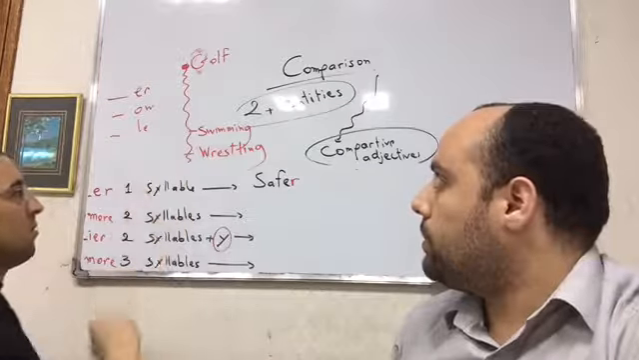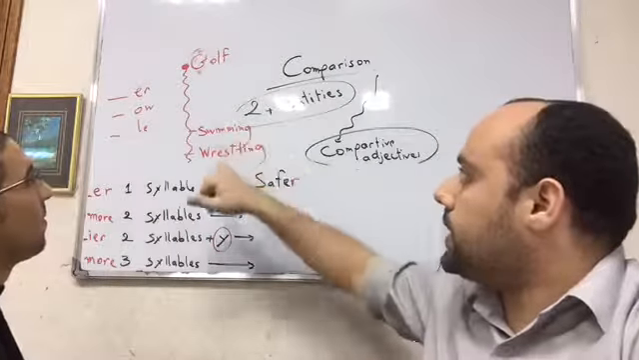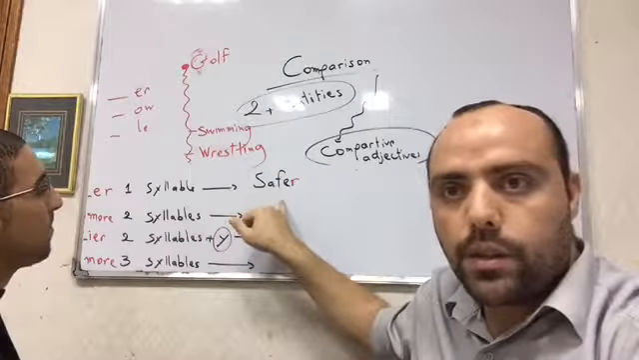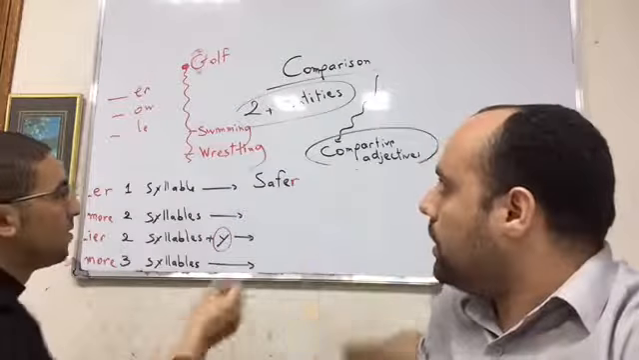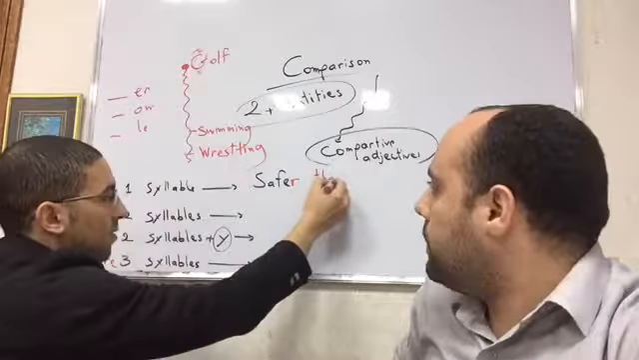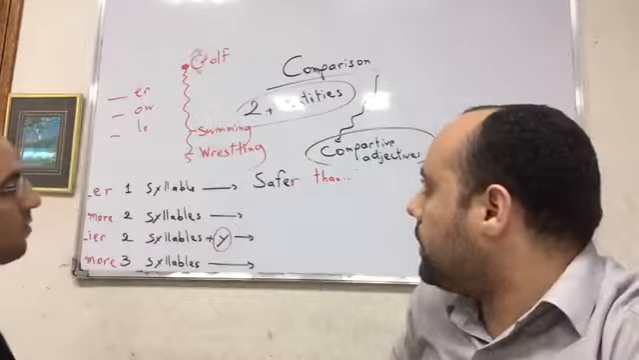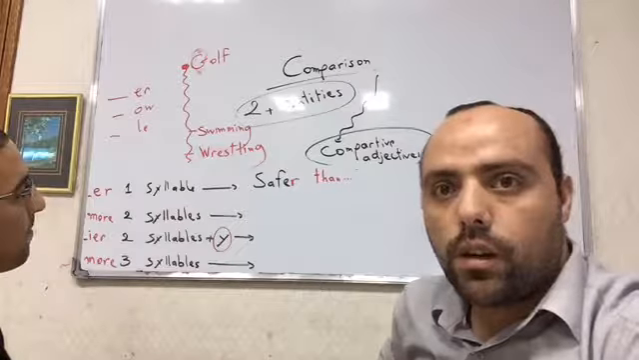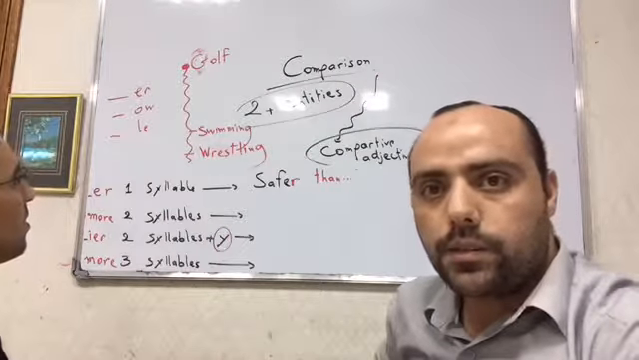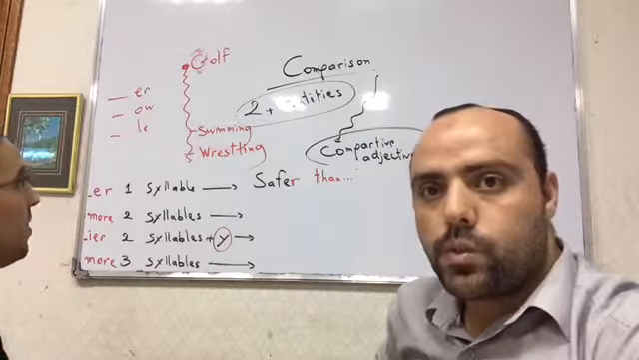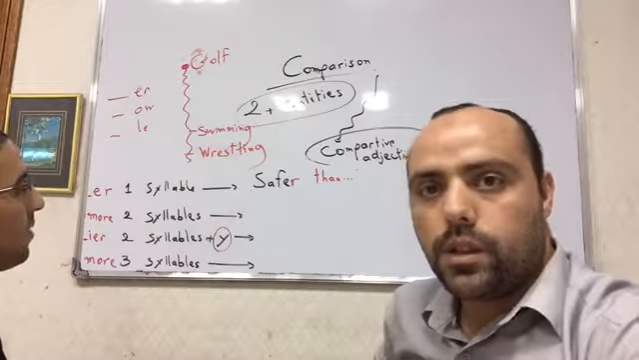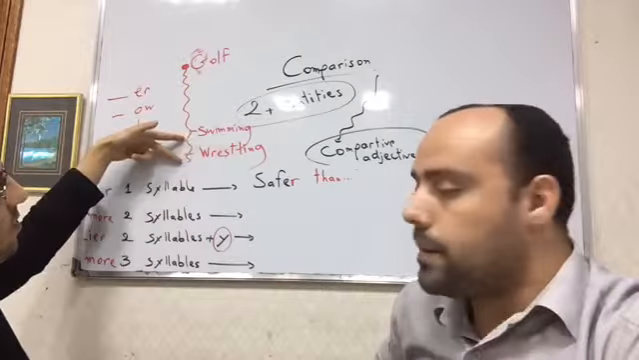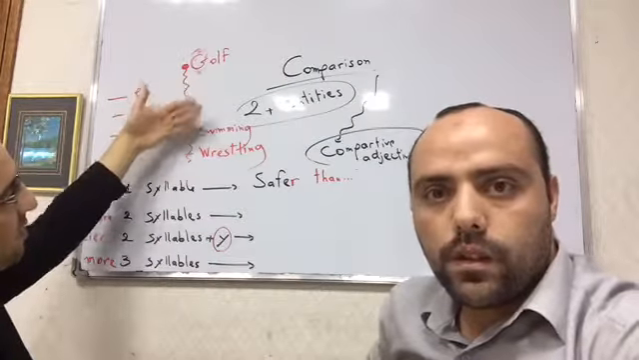If we were going to compare, for example, between golf and swimming, using the adjective safe or safer in the comparative form, I'm going to say that golf is safer than swimming, or I can say that golf is safer than wrestling, or swimming is safer than wrestling. You can say golf is safer than both of them. Yes, golf is safer than both.